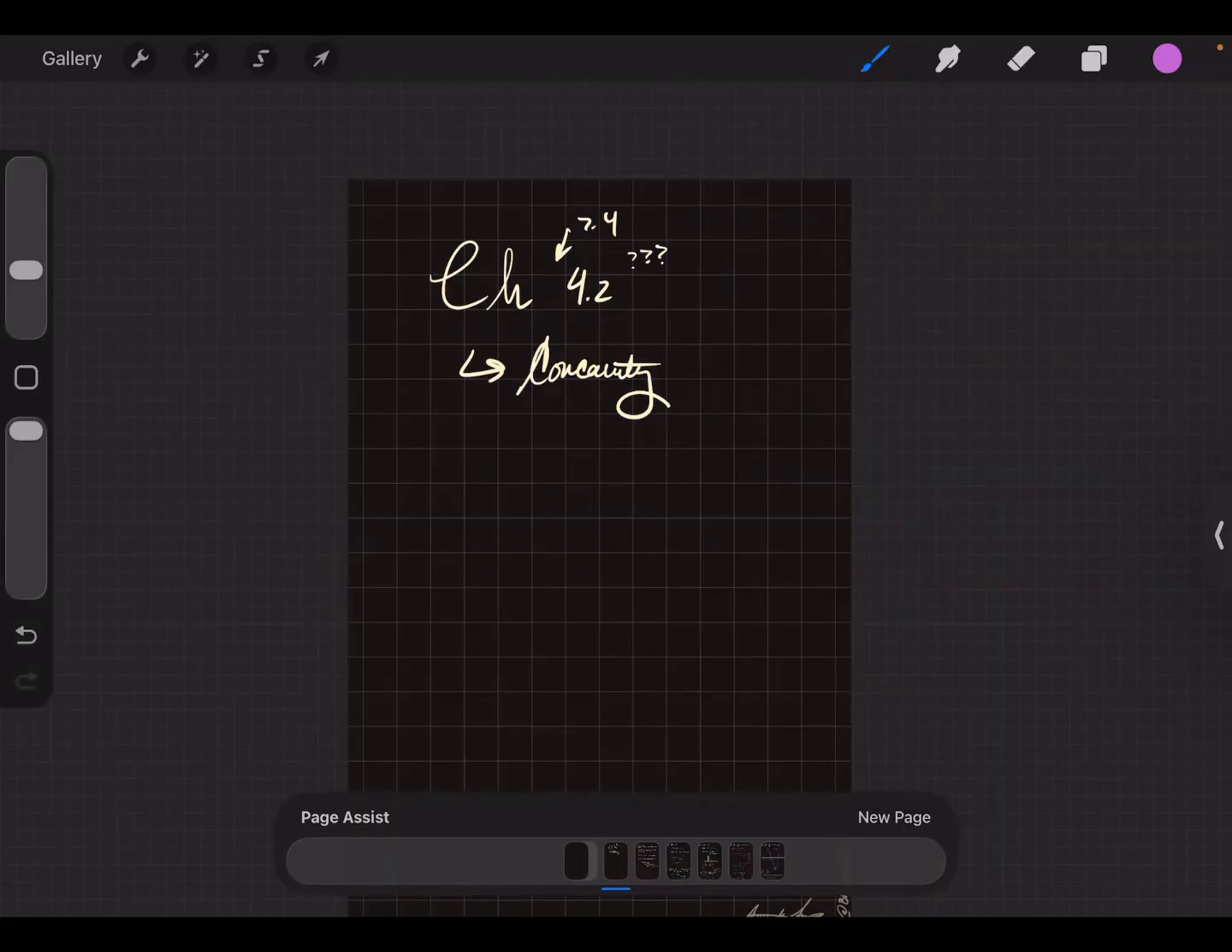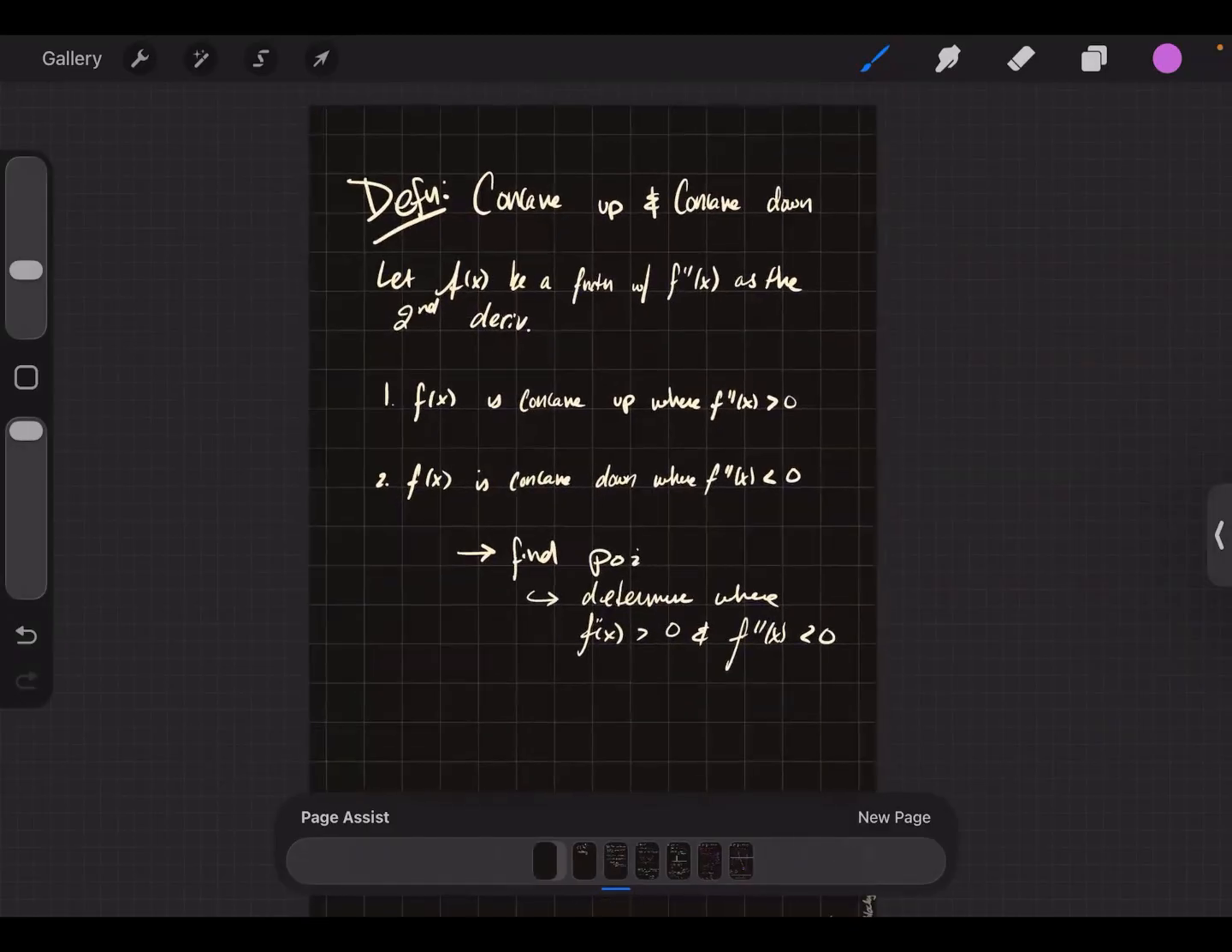Today we're going to be covering chapter 4.2 and 2.4, which we already kind of did in the previous lecture. It's just more about concavity, which I'll define. So first we'll define concave up and concave down.